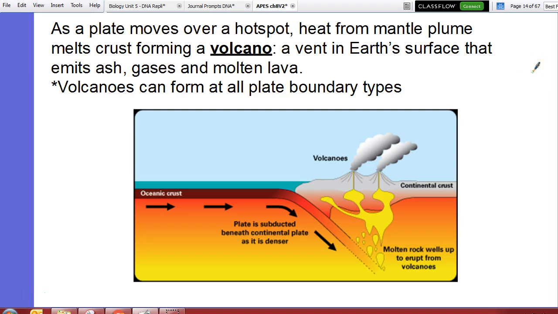So as the plate moves over this hot spot, like we found a hot spot in the area where the magma comes up, heat from the mantle melts the plate or melts the crust, and it forms a volcano. And a volcano by definition is just a vent, right, where we're releasing magma, ash, gases, etc. And they can form at any type of plate boundary. So we're going to learn about the different types. You guys saw yesterday convergent, divergent, transform. Okay, so they can form at all different plate boundary types.